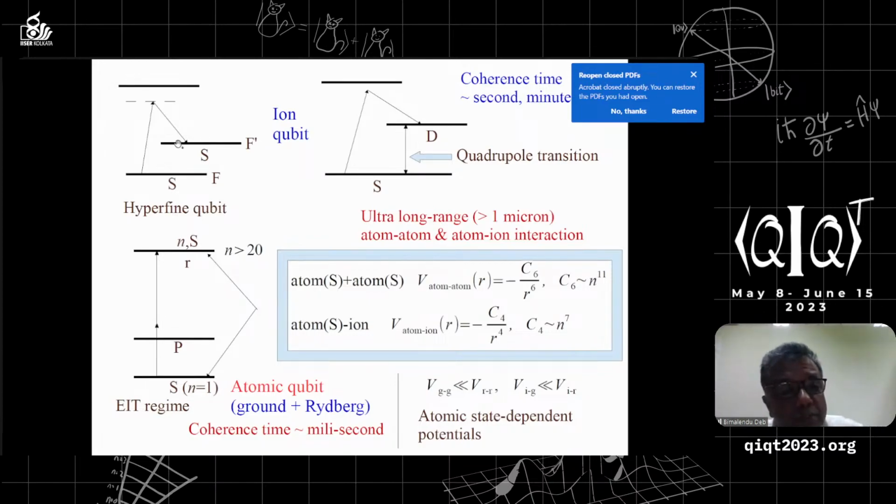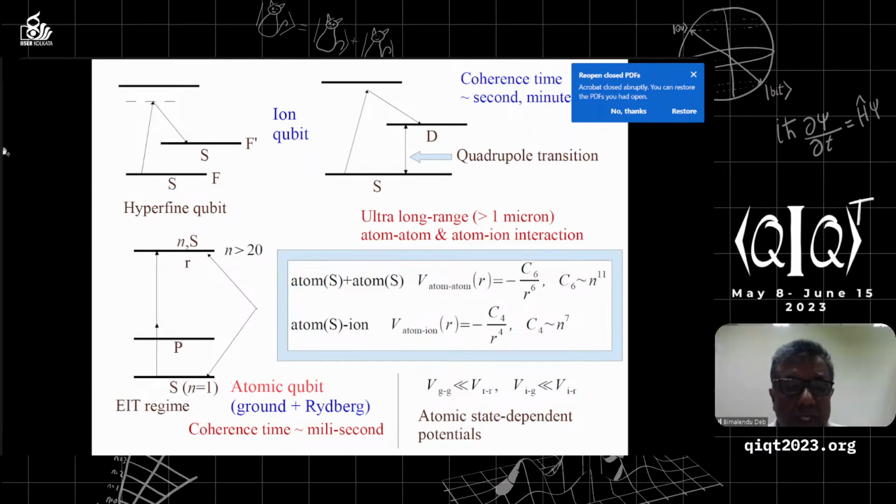This is possible because of the Rydberg state, this nS, where n is much larger than 20. One can consider not S states but other states, say P states, but for our model that will be problematic. So we consider only S states. And so this is a Rydberg state, which also has a long lifetime of the order of a millisecond.